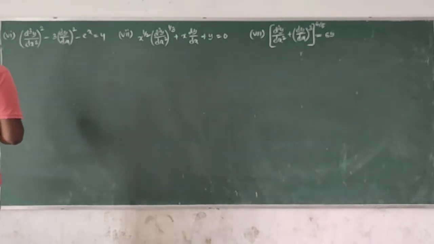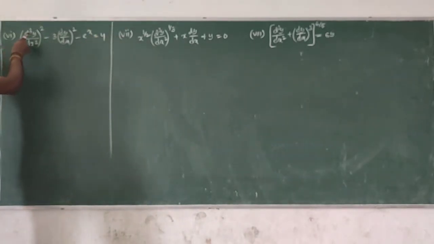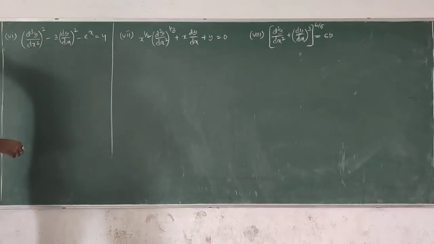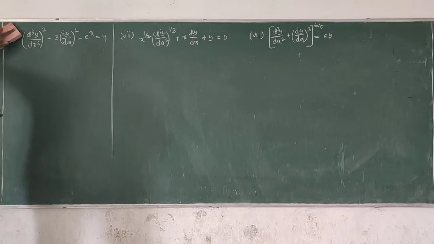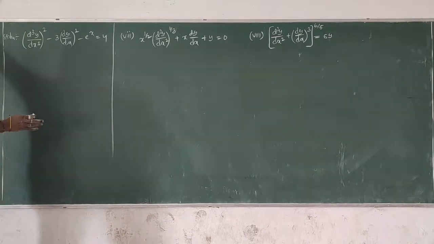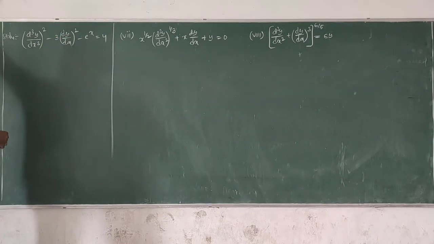Yes, students, next, continuation, 6th problem. d cube y by dx cube whole square minus 3 into dy by dx whole square minus e power x equals 4. For this one also we need to write the order and degree of the differential equation. So in the solution, write down the given differential equation as is. What is the order? Clearly there are no fractional powers, so the order is 3.